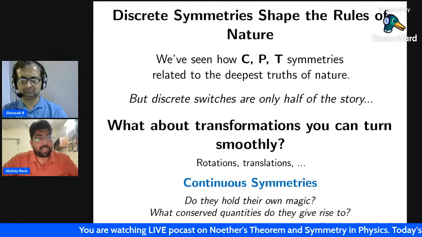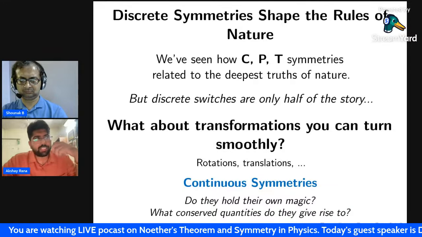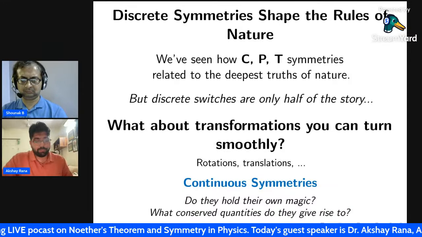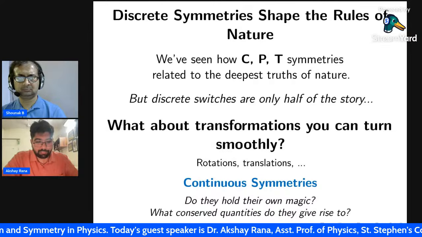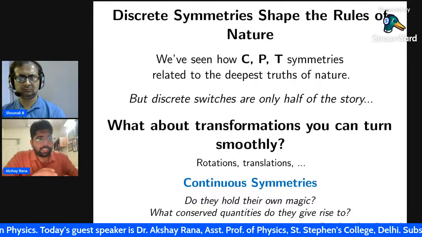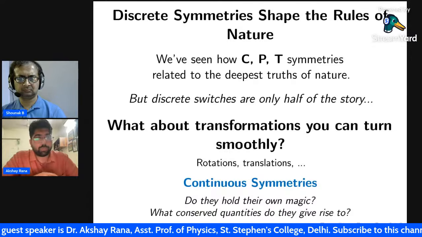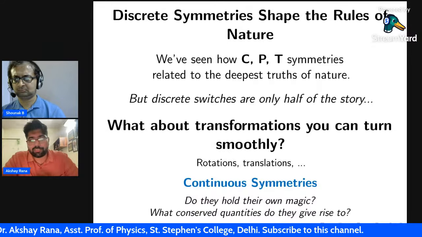And the moment we start looking at it, it is just going to give us some amazing results, some amazing understanding that we'll get. So here I am changing my course from discrete symmetries to the continuous symmetry.